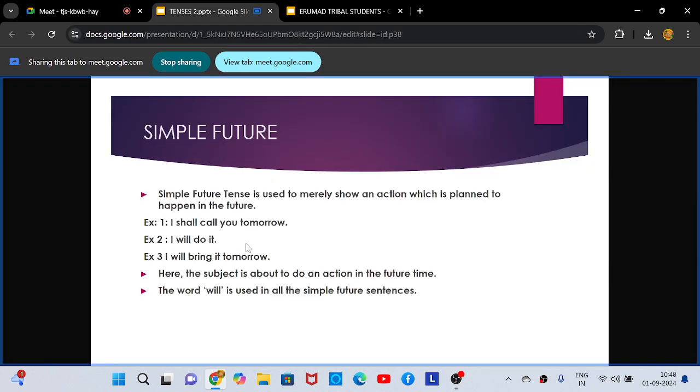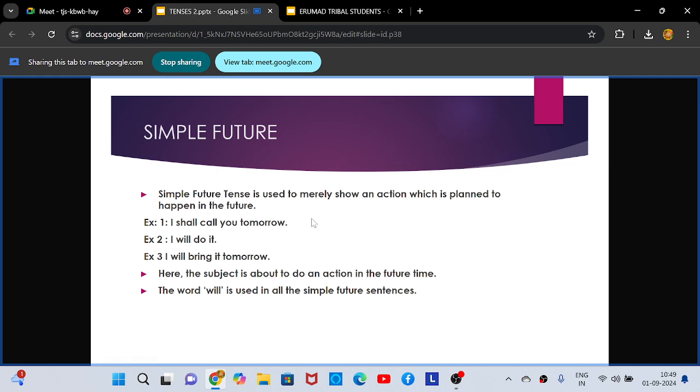So here you can see, I shall call you tomorrow. Here I is the subject plus shall plus call is the V1 plus you tomorrow is the object. I will do it. Here I is the subject plus will plus do is the verb plus it is the object. Similarly, I will bring it tomorrow. I is the subject plus will plus bring is the V1 plus it tomorrow is the object. So, subject plus will or shall plus V1 plus object.